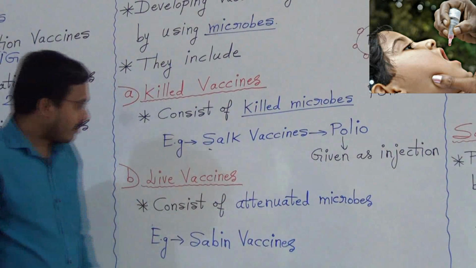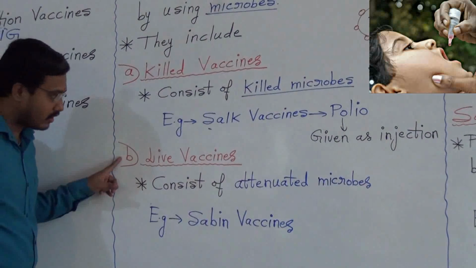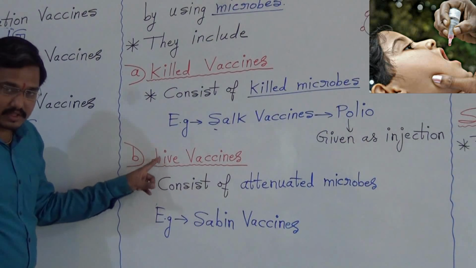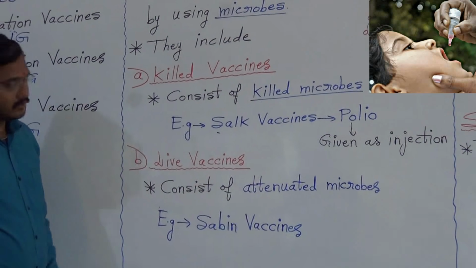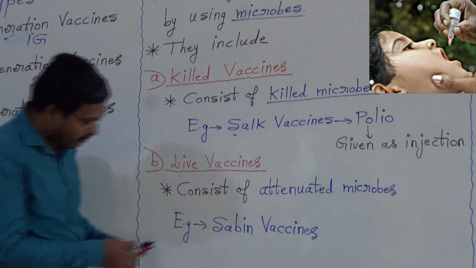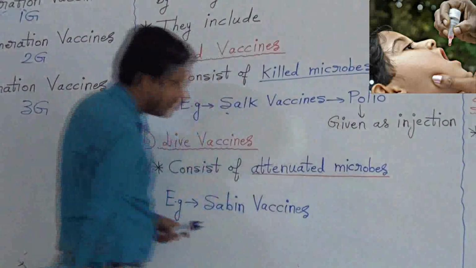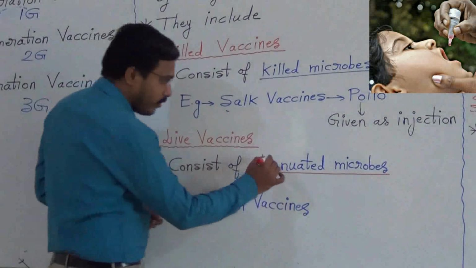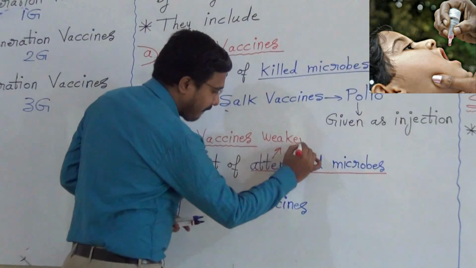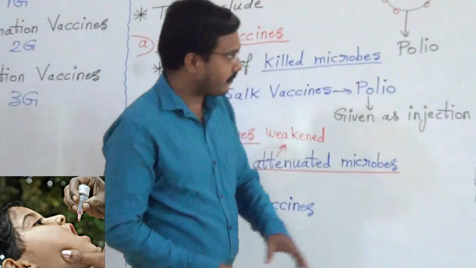Now come to the second group under first generation vaccines. Scientists thought and used live vaccines. So what are these live vaccines? Live vaccines consist of attenuated microbes. Already I told you what we mean by attenuated: weakened microbes.